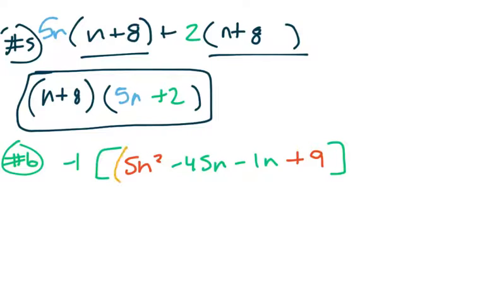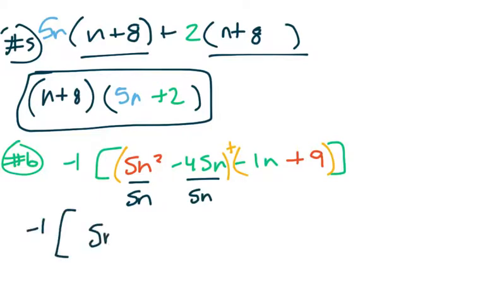So factoring by grouping means that we could divide out at least a 5 and an n from both of these. So still negative 1 way out front, but now we have a 5n. That will leave an n minus 9. 9 times 5, yeah.